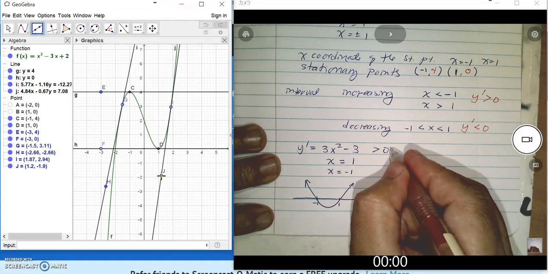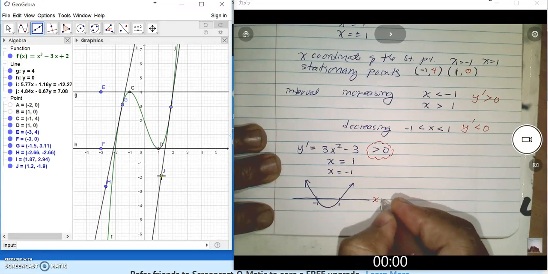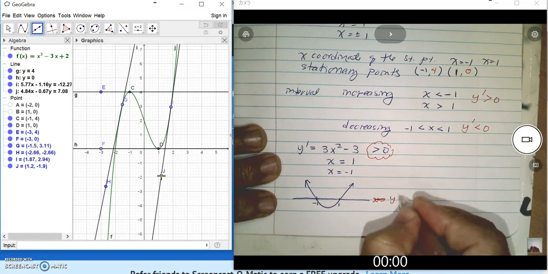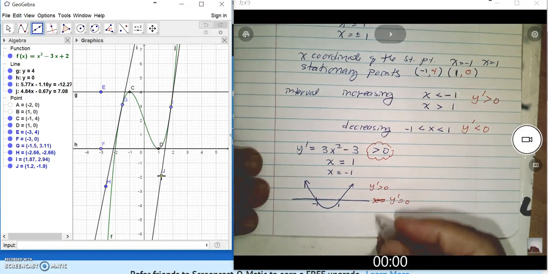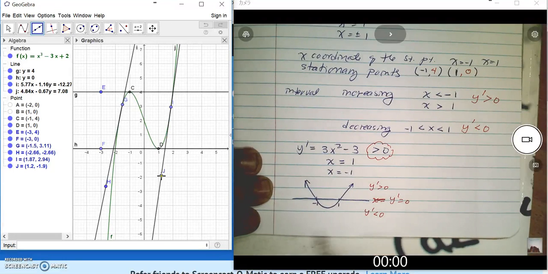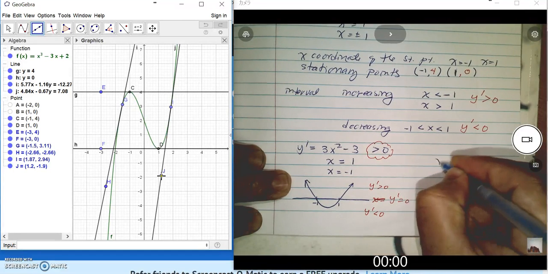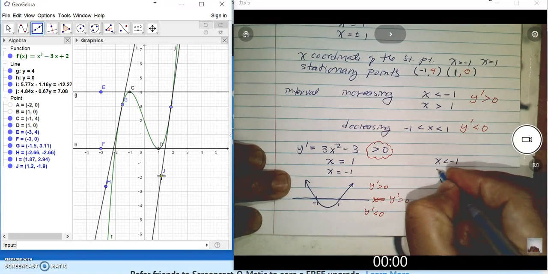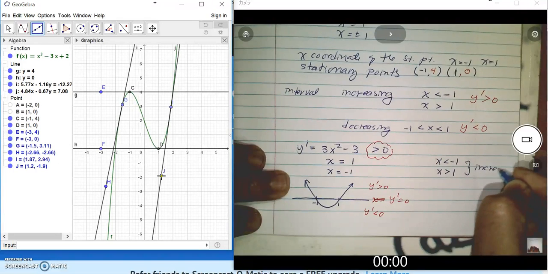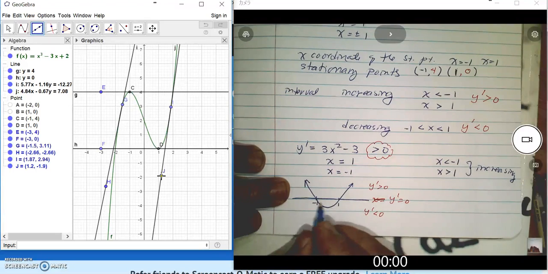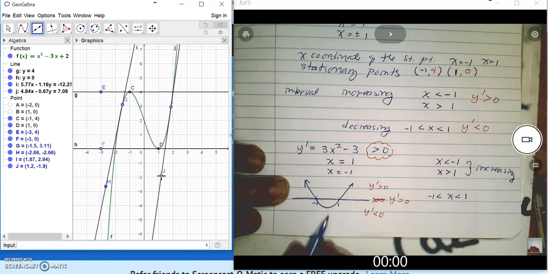Okay, so greater than 0 are the areas where it's above the x-axis, because on this line the y prime is equal to 0. This portion there, the y prime is greater than 0. Below the line, the y prime is less than 0. So as you can see, if x is less than -1, it's increasing. And if x is greater than 1, it's also increasing. So either this or this, they are both increasing in that region. And between these two, x is greater than -1 but less than 1, it is decreasing because it's below this line here.